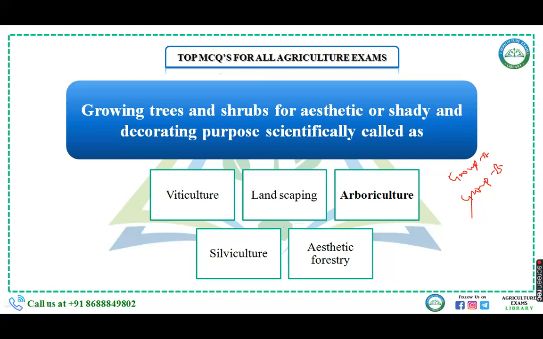They have asked what term is used scientifically for the growing of trees and shrubs for aesthetic, shady and decorating purposes. The right answer to this is arboriculture. Viticulture is the growing and harvesting of grapes. Similarly, growing of trees is silviculture. So there is various terminology that you should focus on, because definitely 1 or 2 questions will be asked from the terminology.